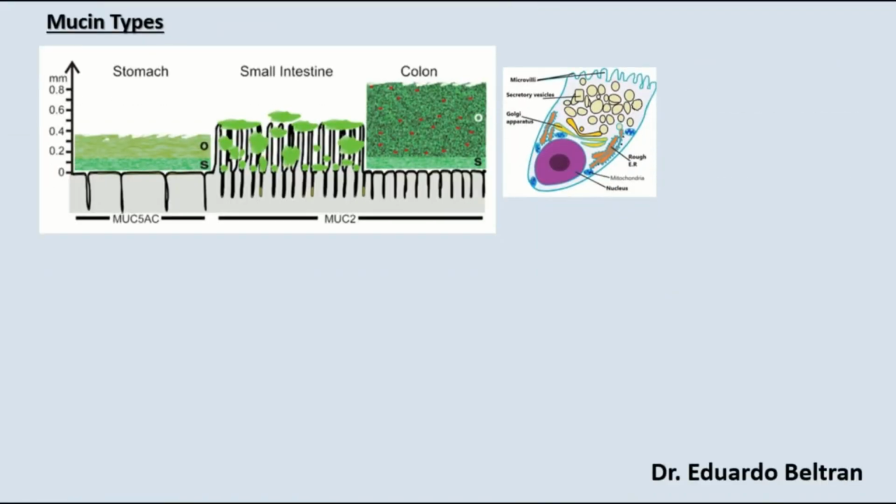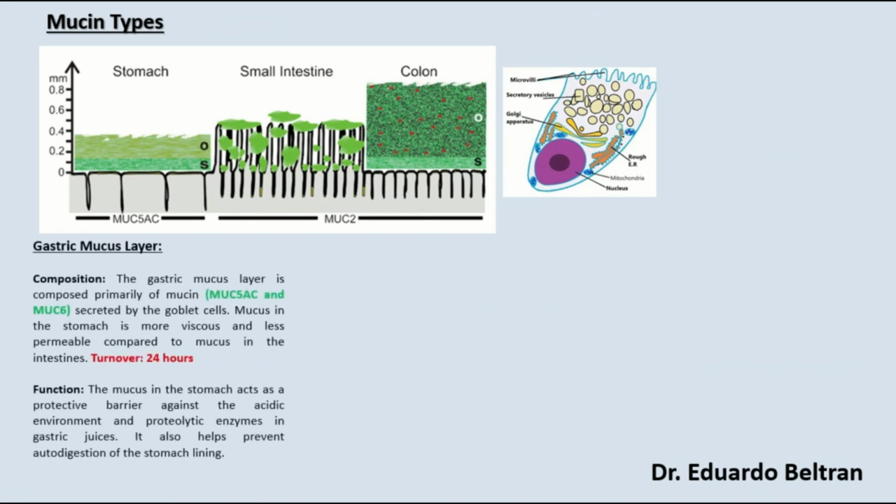Now we're going to be talking about the different types of mucin proteins, glycoproteins that we find in the stomach and the small intestine and also in the large intestine, the colon, okay? Now, the gastric mucus layer, the composition of the type of mucin that's primarily found in this region is a type of glycoprotein known as MUC5AC and MUC6, which are mucin glycoproteins secreted from these goblet cells. And obviously, the type of mucus that's found here is more viscous and less permeable compared to the mucus that's found, for instance, in the small intestines and also in the large intestines.